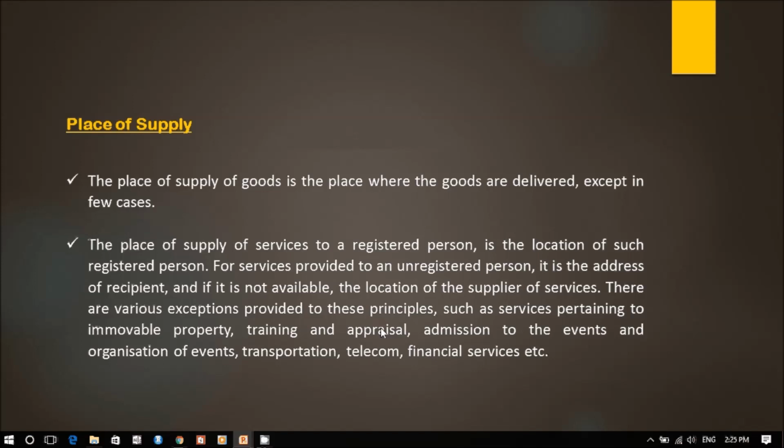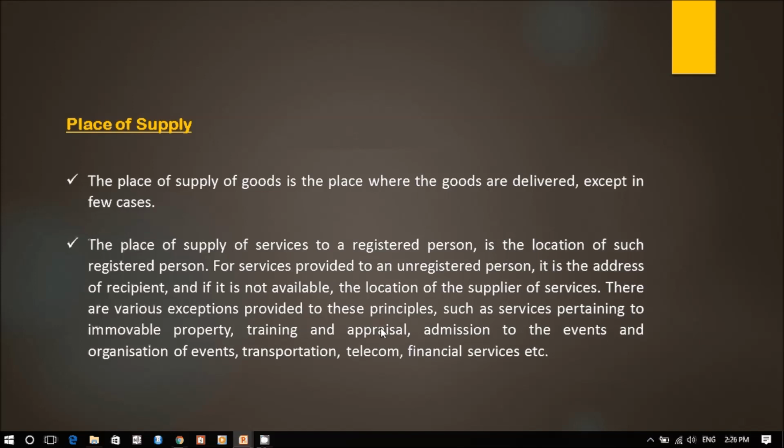So now let's start with the place of supply. The place of supply of the goods is the place where the goods are delivered, except in a few cases. In a few cases, it may be different from where the goods are delivered. The place of supply of the service to a registered person is the location of such registered person. For services provided to an unregistered person, it is the address of the recipient, and if it is not available, the location of the supplier of the service. There are various exceptions provided to these principles, such as service pertaining to immovable property, training and appraisal, admission to events and organization of the event, transportation, telecom, financial service, etc.